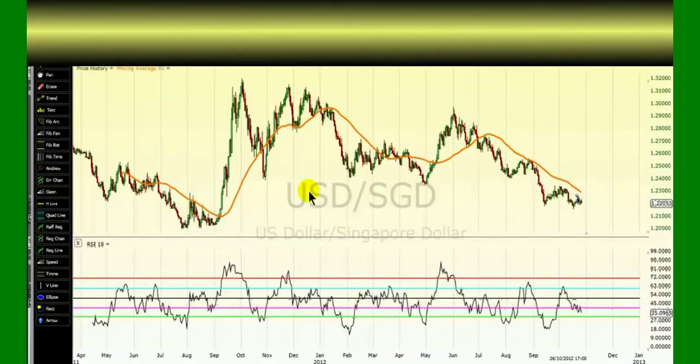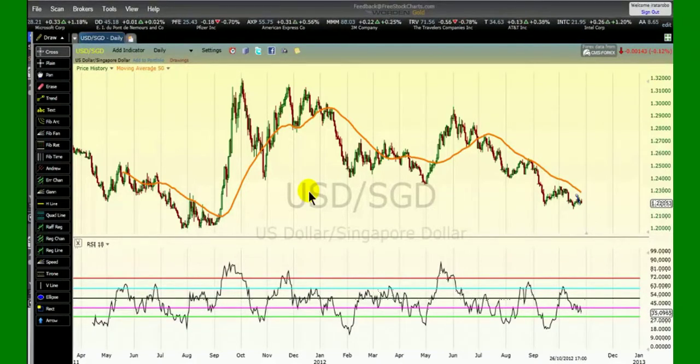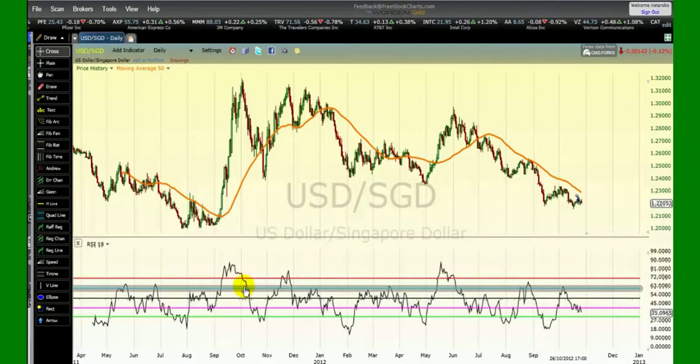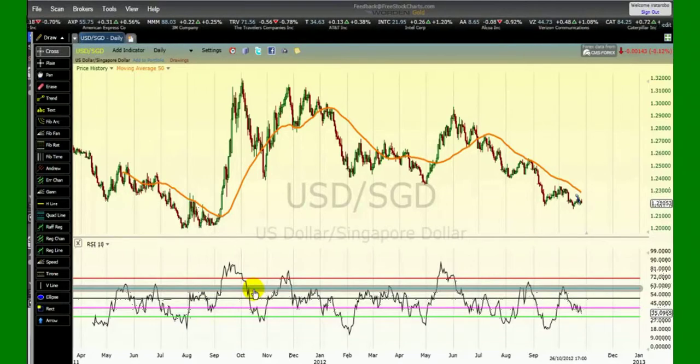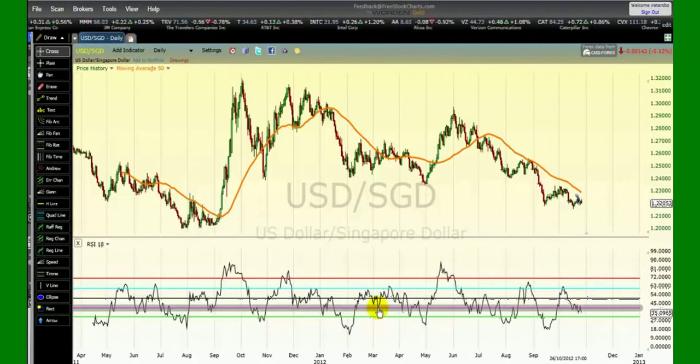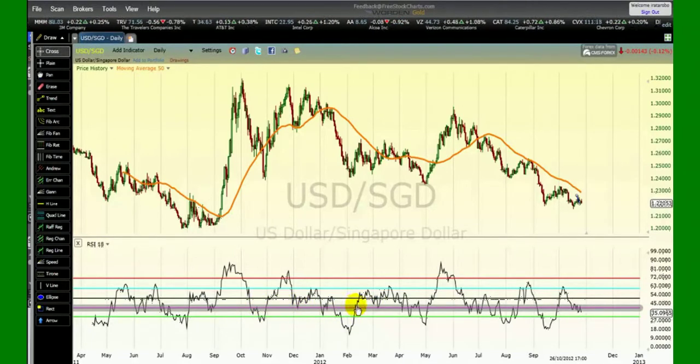If you have not watched RSI Reloaded Part 1 and Part 2, you may do so before watching this video. Very important, okay? We are on a daily chart of the US dollar, Singapore dollar currency pair. This time we are focusing on the level of 60. That's the turquoise horizontal line here where I'm moving my cursor. And also the level of 40. That's the pink line here.